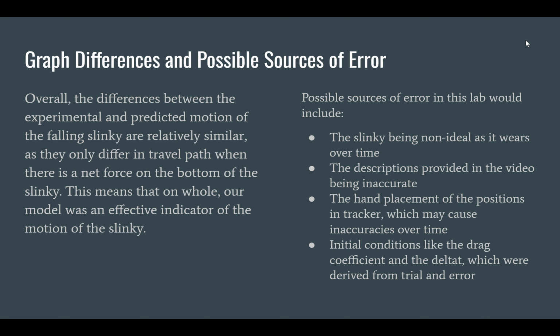For this lab, possible sources of error would include the Slinky being non-ideal as it wears over time, the descriptions provided in the video being inaccurate, the hand placement of the positions in Tracker, which may cause inaccuracies over time, and initial conditions like drag coefficient and delta t, which are derived from trial and error.